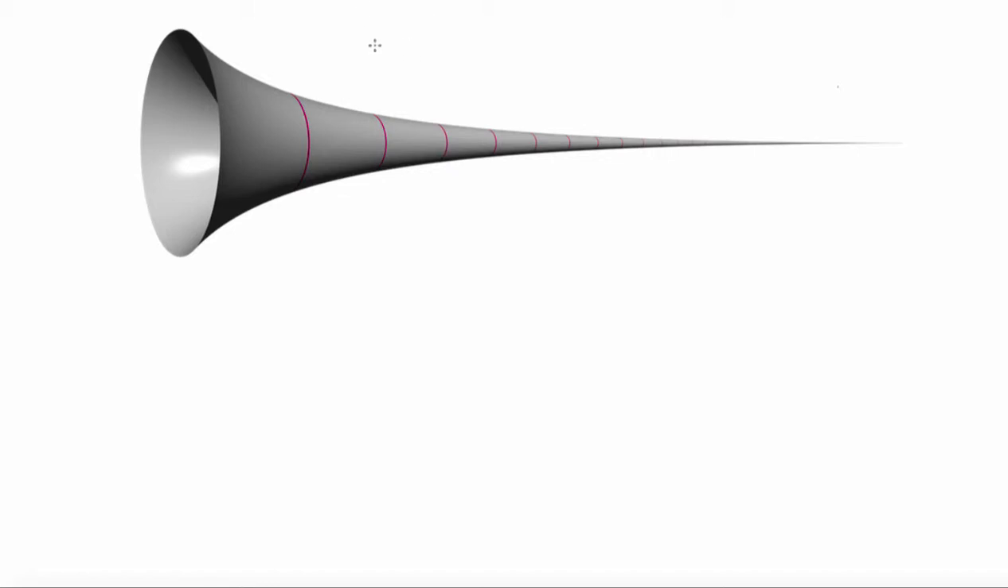So, in this video, I'm going to be talking about Gabriel's horn. And what's interesting about Gabriel's horn is that it has an infinite surface area and a finite volume. And we're going to mathematically show this.